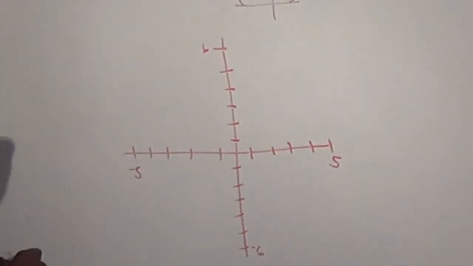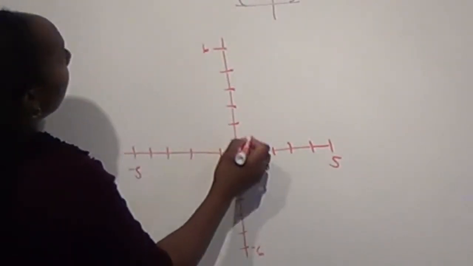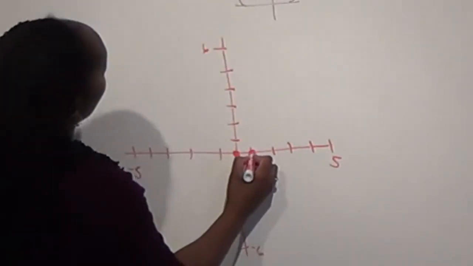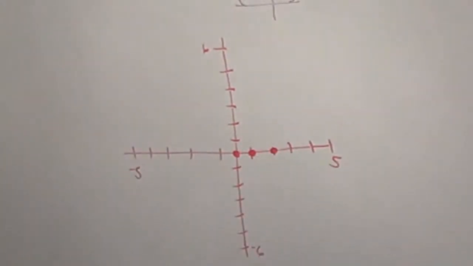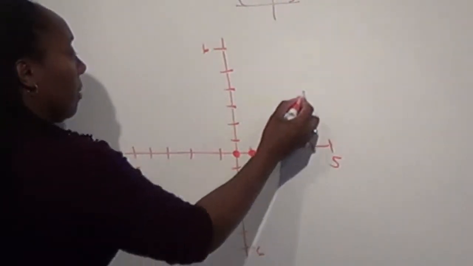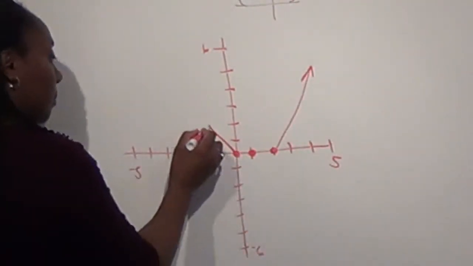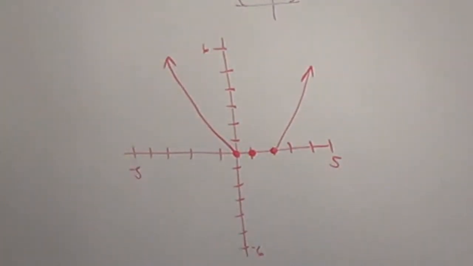I'm going to go ahead and put in my intercepts. So 0, 0, when x is 1, and when x is 2. So there are my zeros of the polynomial. My end behavior, so again at my outermost intercepts, my end behavior is going to go up.